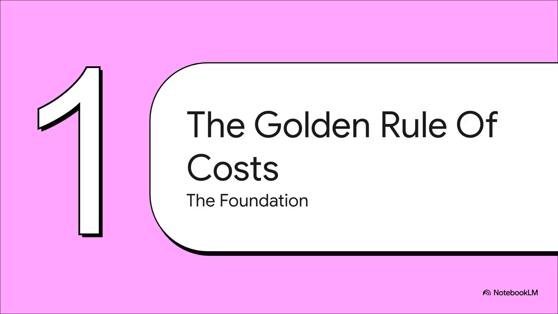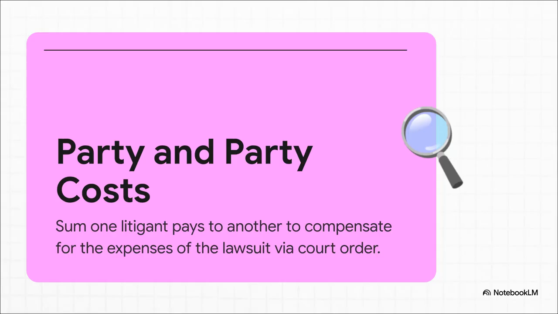All right, Section 1, the golden rule of costs, understanding the foundation. We really can't appreciate the plot twists until we understand the basic rules of the game. So, in civil litigation, the word costs actually refers to two totally different things. First up, you have solicitor and client costs. This is just the standard contractual fee you agree to pay your own lawyer for their time.